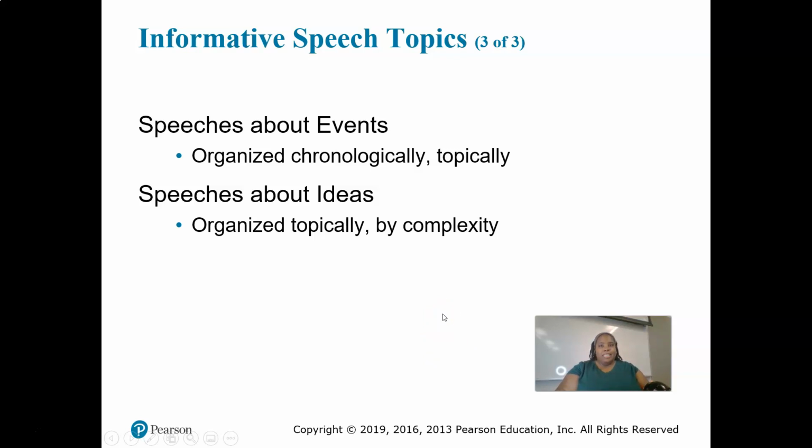Finally, you can talk about ideas. So speeches about ideas, you have to make sure to narrow them down to meet the time requirements and to not bombard your audience with a lot of ideas or complexity. So you can organize it topically, so take that idea and break it down into 3 pieces, or by complexity. You can take a simple idea, go to a more complex idea, and then bring it all together to create an even larger, more complex idea. So baby step them through that process.